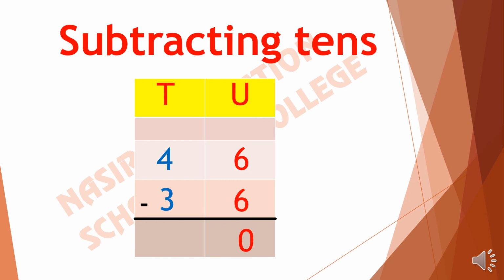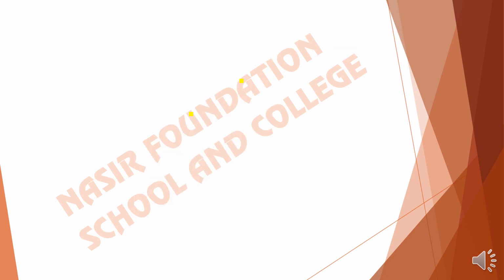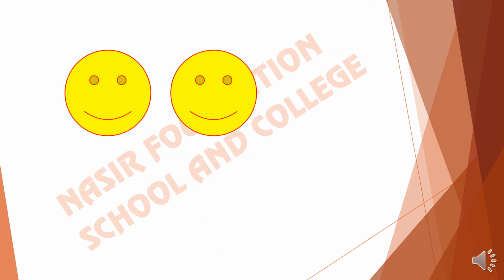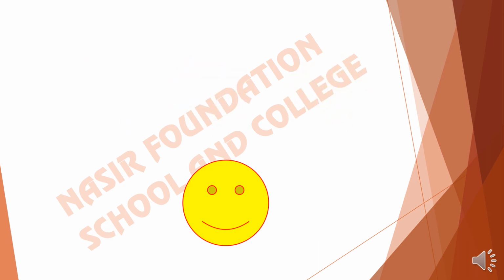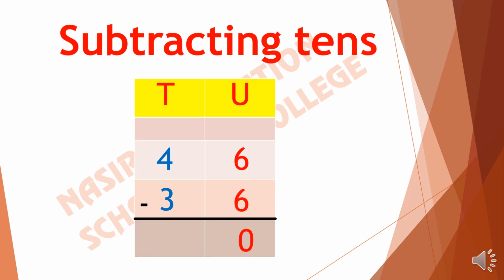After this subtraction of units, we will move towards the tens. We have to subtract 3 tens from 4 tens. 1, 2, 3, 4. Out of 4, we have to subtract 3. 1, 2, 3. And here we are left with 1. So we write 1 in tens column. If we subtract 36 out of 46, we are left with 10.